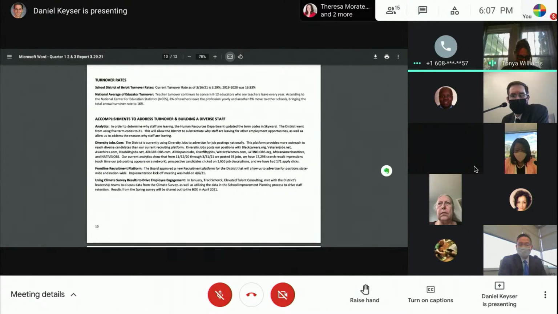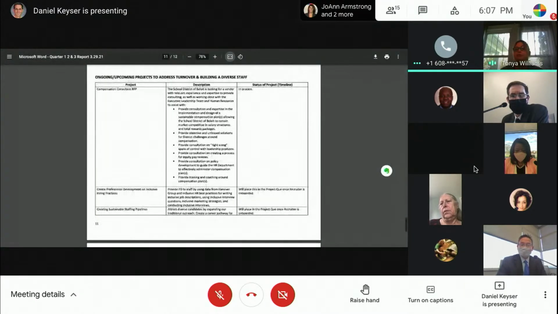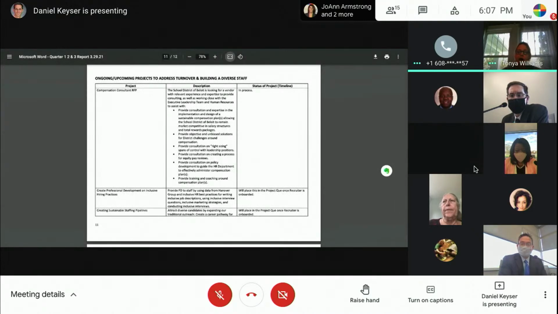The next page, on 11, is the projects that we either have in process or in queue. As we're starting to work through supporting our short-term goal of reducing turnover and building a diverse candidate pool, these are the tools that we'll be using to address that. So we currently have an RFP out there to work with a compensation consultant to help us hone in on our compensation and total rewards philosophy to help drive retention, look at equitable pay practices, and help us put some of the tools in the toolbox with that work.